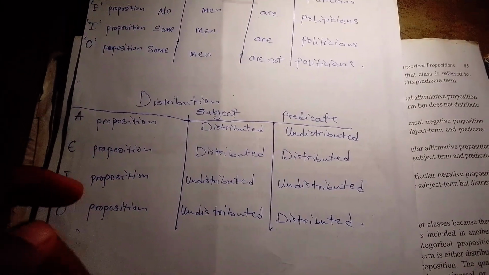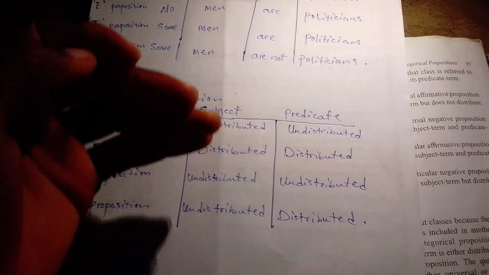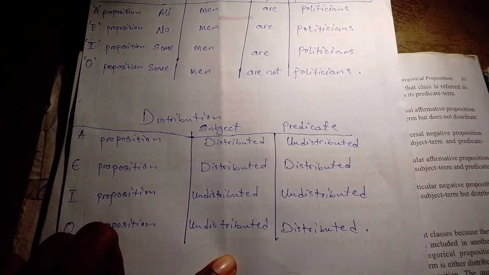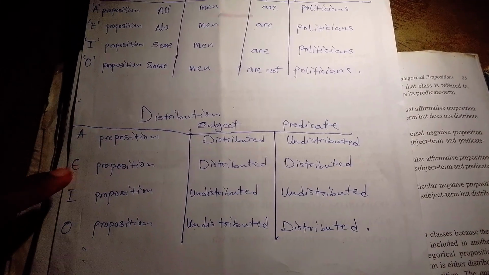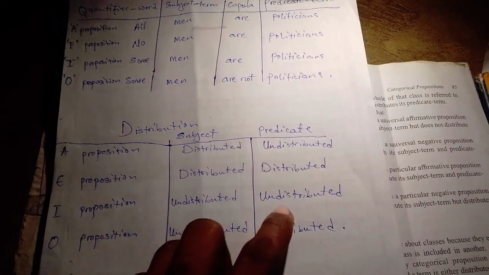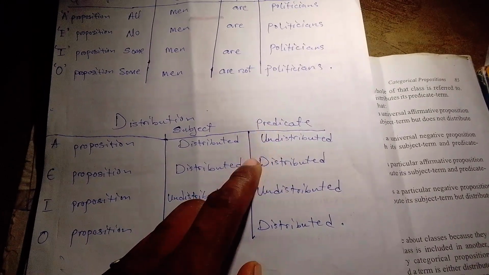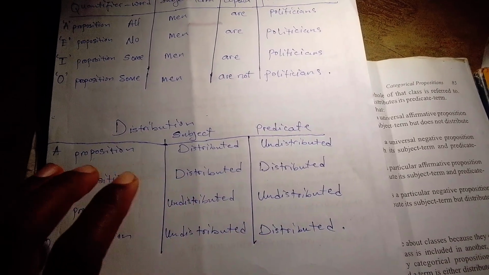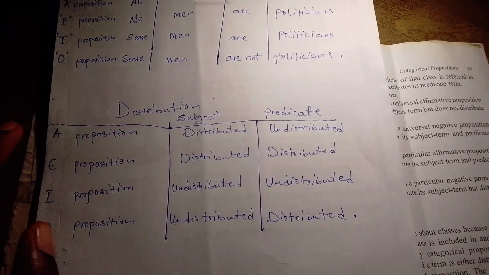In a simple form for you to understand it, just know that in the subject term, for A, E, I, O, we have distributed, distributed, undistributed, undistributed. While in the predicate term we have undistributed, distributed, undistributed, distributed. This is the simplest method that you can use in understanding it.